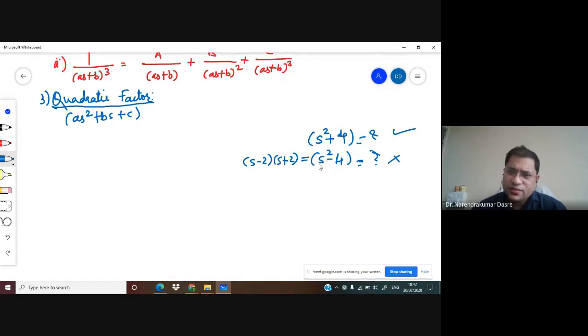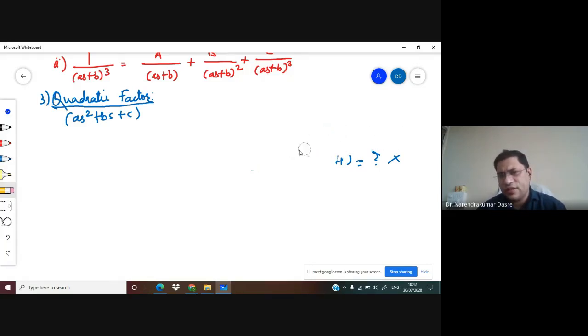Whereas this has a power 2, and if we try to factorize it, it reduces to smaller linear factors, and hence we cannot treat it as a quadratic factor. So this kind of factor will be treated as a quadratic factor. That's why we need to understand this basic difference. Once I have this quadratic factor, its corresponding numerator is as plus b.